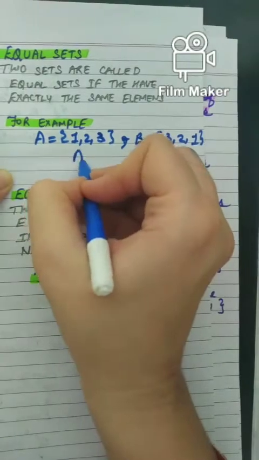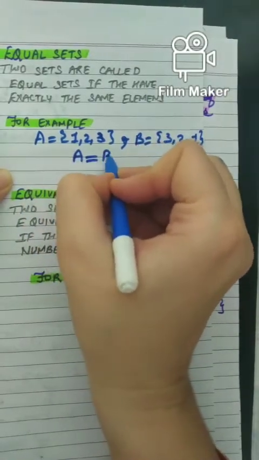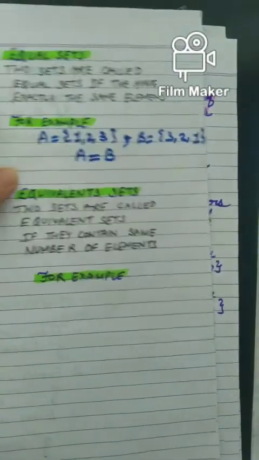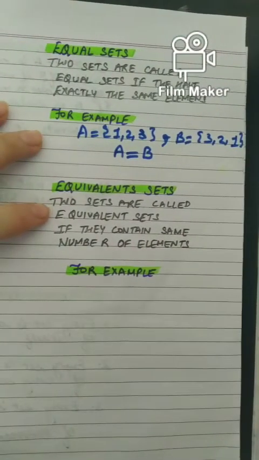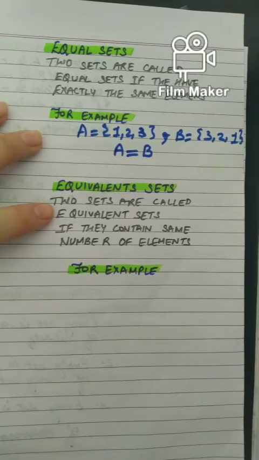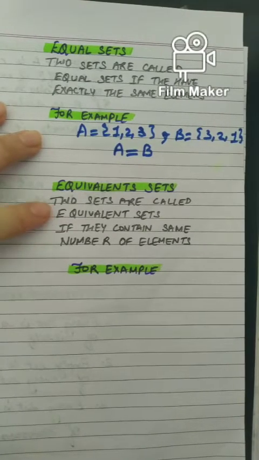So these two sets are equal. We write like this: A is equal to B, right? I hope it is getting clear. Next is equivalent sets. All these things we have already done in 7th class. It's just a revision and then we will apply it in the exercise.